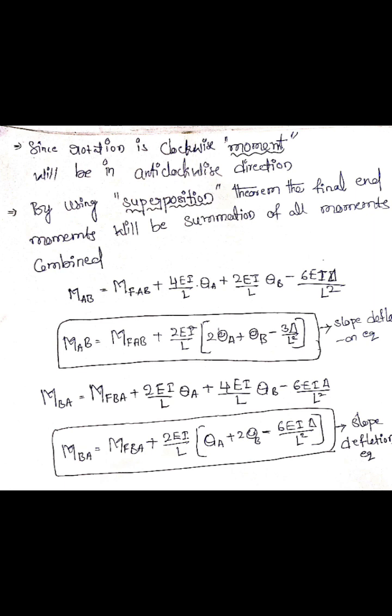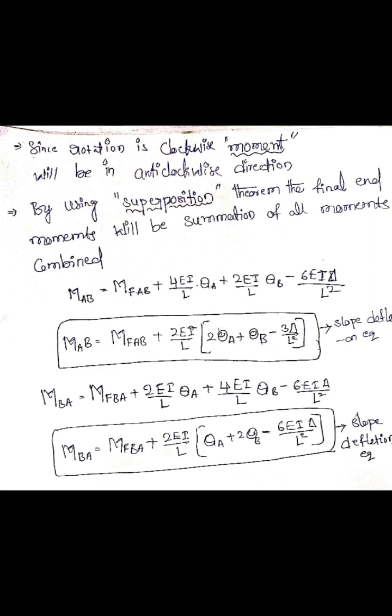Next, by using the superposition theorem, the final end moments will be the summation of all the moments combined. Therefore, MAB equals MFAB plus 4EI by L theta A plus 2EI by L theta B minus 6EI delta by L square. Therefore, MAB equals MFAB plus 2EI by L into 2 theta A plus theta B minus 3 delta by L. So this is one of the slope deflection equations.